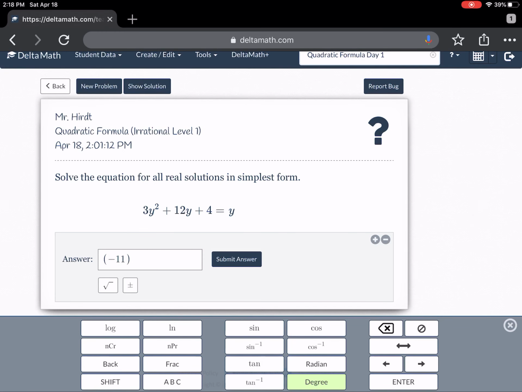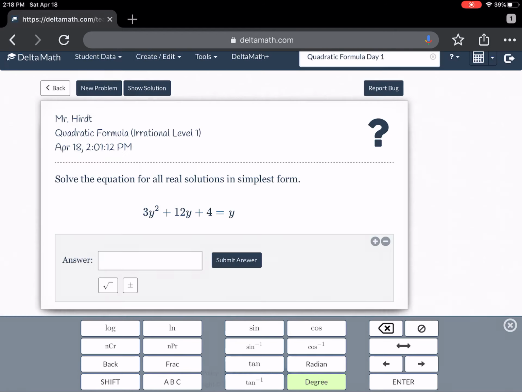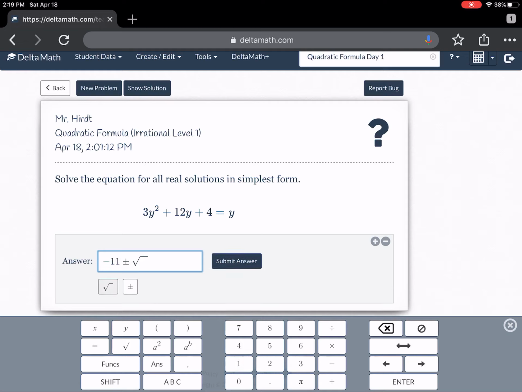Okay, there we go. So we're going to delete out what we have, and there's a fraction button. That fraction button's not going to help us. So what we want to do is plug this in. How are we going to plug this in? We're going to use our negative 11 plus or minus radical 73.